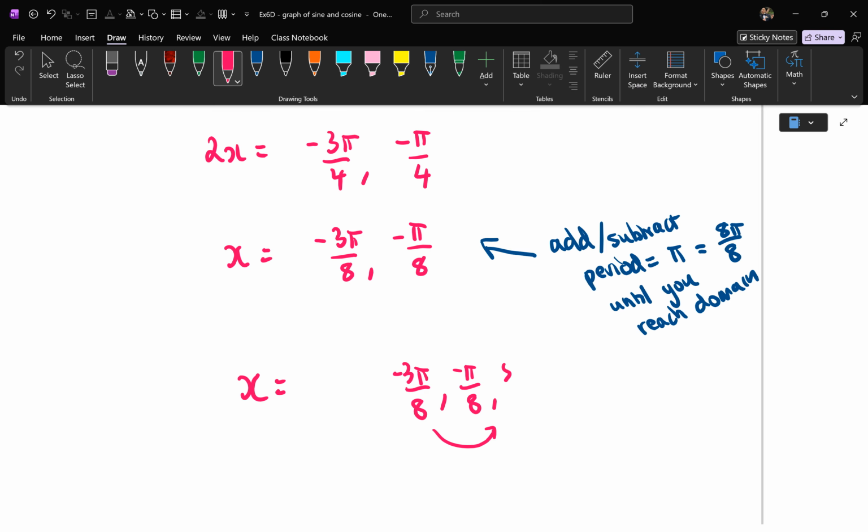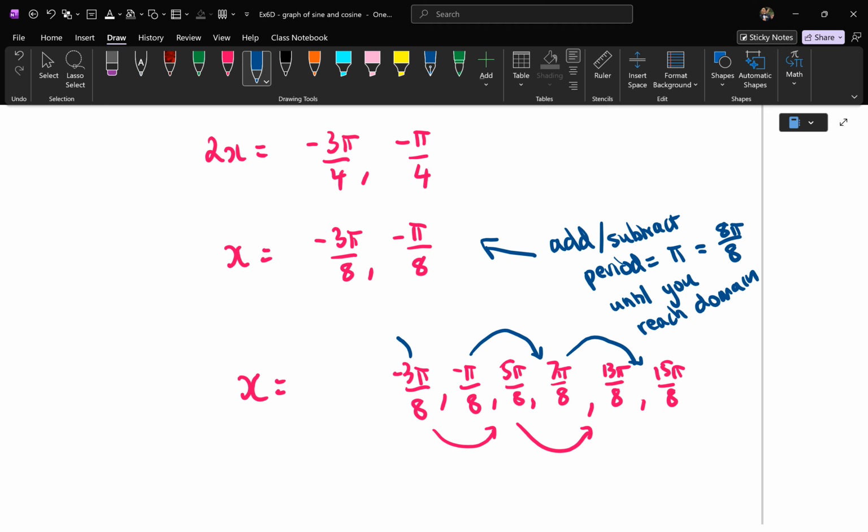Plus 8 is 5 pi on 8. Plus 8, 5 plus 8 is 13 pi on 8. Yeah. And then 7 pi plus that's 15 pi on 8. That's pretty good.